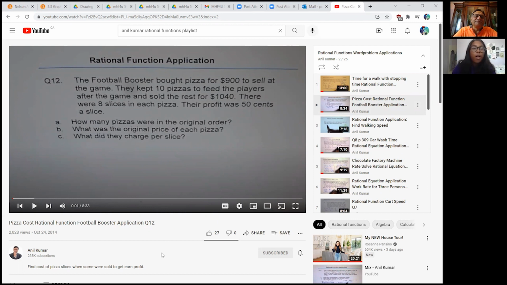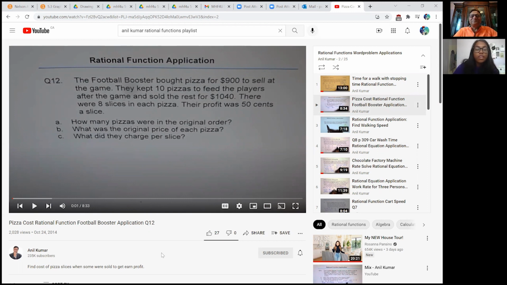Question 12: the football booster bought pizza for $900 to sell at the game. They kept 10 pizzas to feed the players after the game and sold the rest for $1,040. There were 8 slices in each pizza. Their profit was 50 cents a slice. Question A, how many pizzas were in the original order? B, what was the original price of each pizza? And C, what did they charge per slice? How will you do this question?